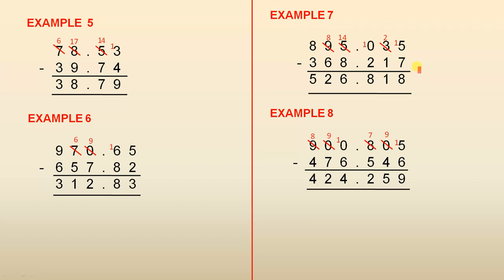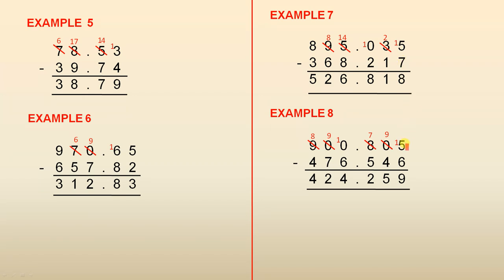Example 7, it's just a little bit more involved, but the principles are exactly the same. Okay? So you can see how the trading has gone on as per normal. 15 take away 7 is 8. Check that one is correct. 10 minus 2 is 8. 14 take away 8 is 6. 8 take away 6 is 2. And 8 take away 3 is 5. Now this one is the 1 over 10 column, that's the 1 over 100 column, and that's the 1 over 1,000 column.